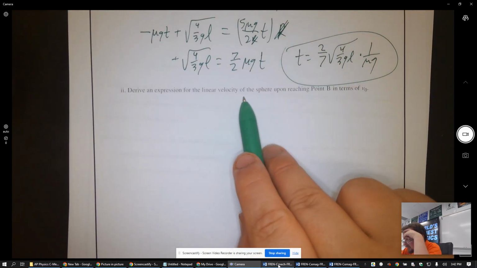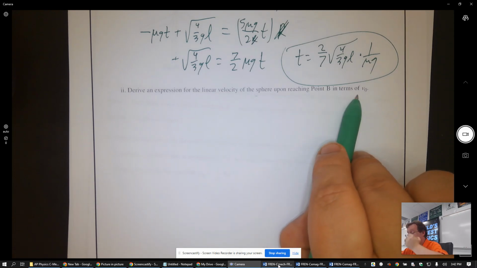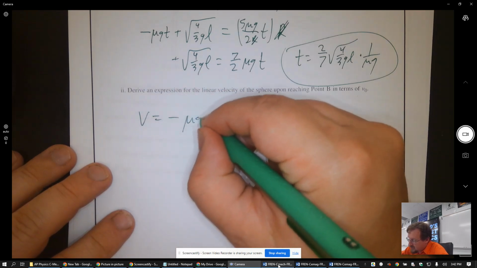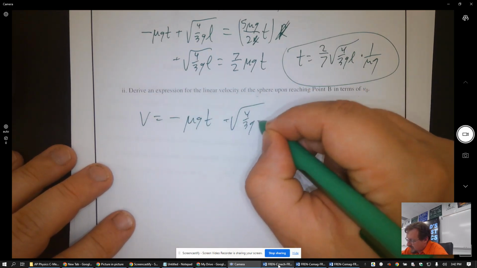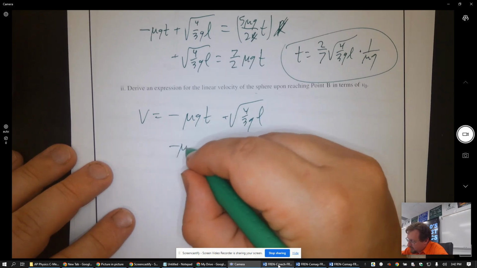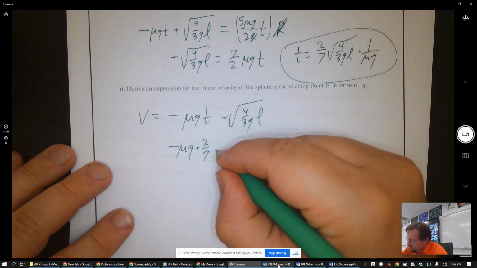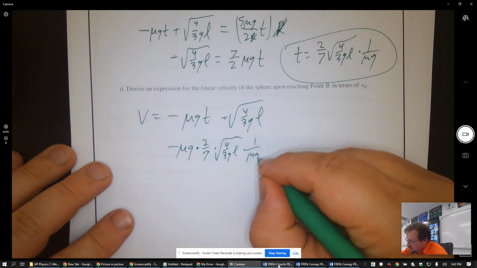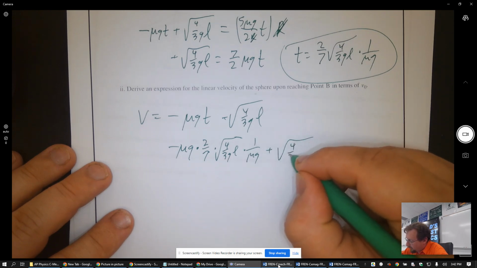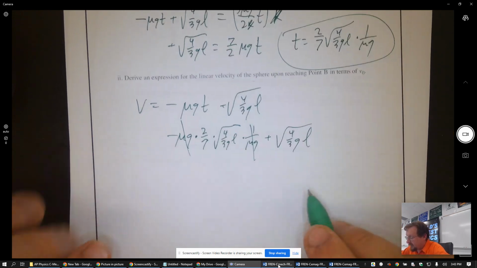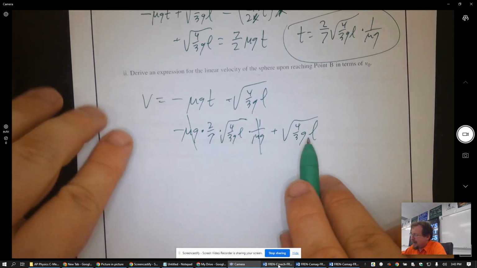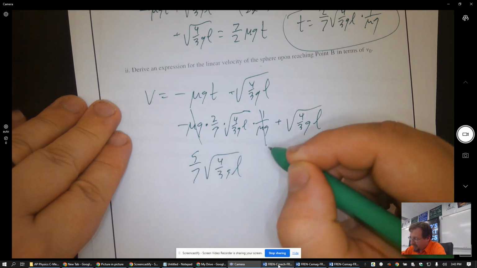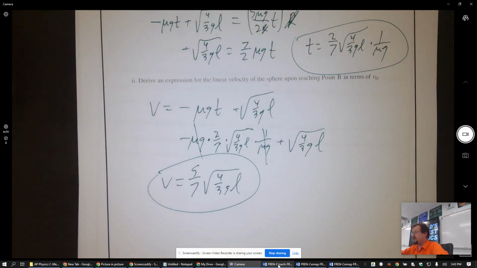Derive an expression for the linear velocity of the sphere upon reaching point B in terms of V naught. Okay. Oh, maybe I will have to simplify this. I may be eating my words. V equals minus mu G T plus the square root of 4 thirds GL, right? So now we're going to do negative mu G times this time, 2/7 times the square root of 4 thirds GL times 1 over mu G, plus the square root of 4 thirds GL. Cancel, cancel. And now I actually have like terms. 1 minus 2/7 of something is 5/7 of that thing. That's the final velocity. That's my story, and I'm sticking to it.